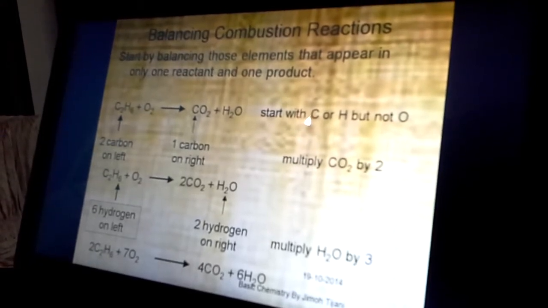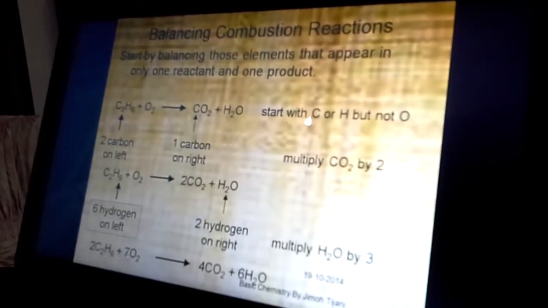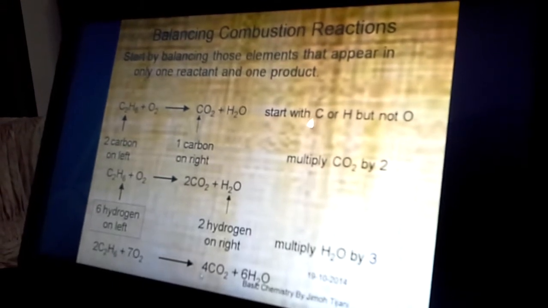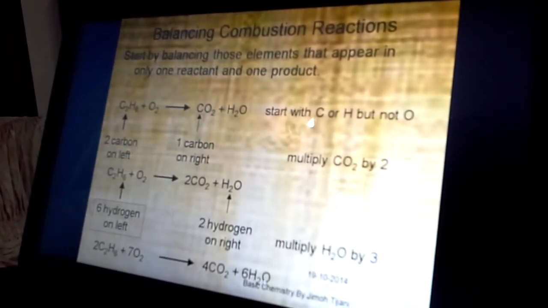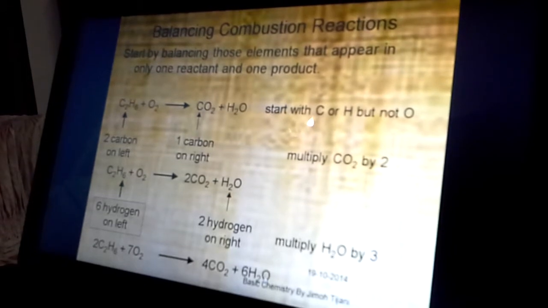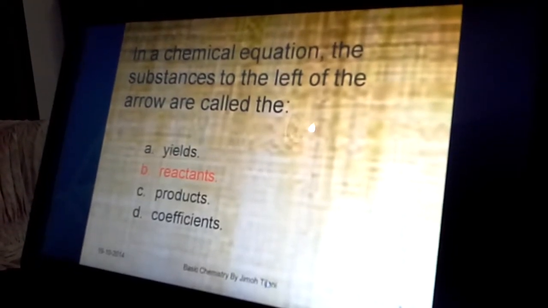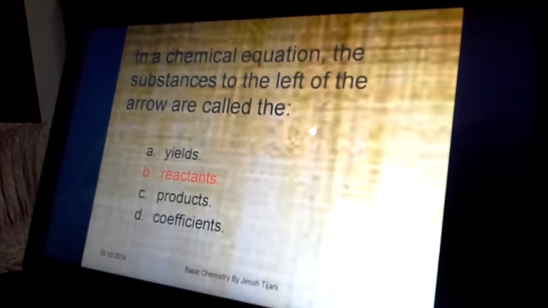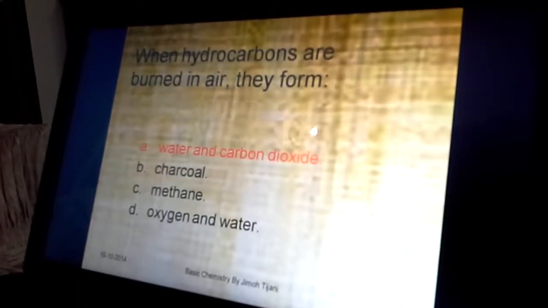We have 2 moles of ethane reacting with 7 moles of oxygen to produce 4 moles of CO2 plus 6 moles of water. Exercises. In the chemical reaction, the substances to the left of the arrow are called reactants.